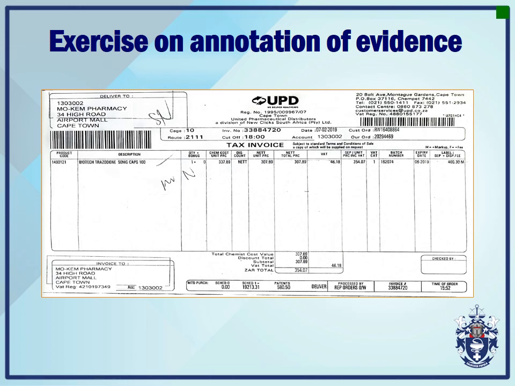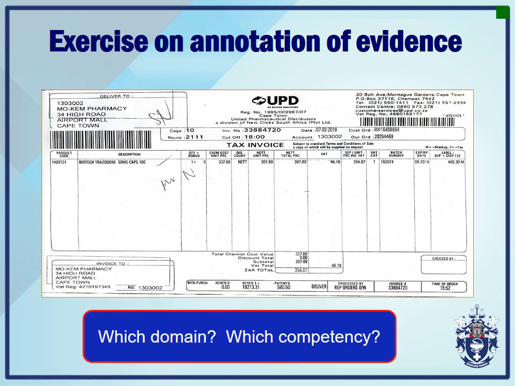So let's look at a common example where interns provide a receipt of stock that has been ordered, and the example here is used from UPD. Try to identify which domain this particular evidence would fall into and which competency you would use. Take some time, pause the presentation and have a look at which domain it would cover.